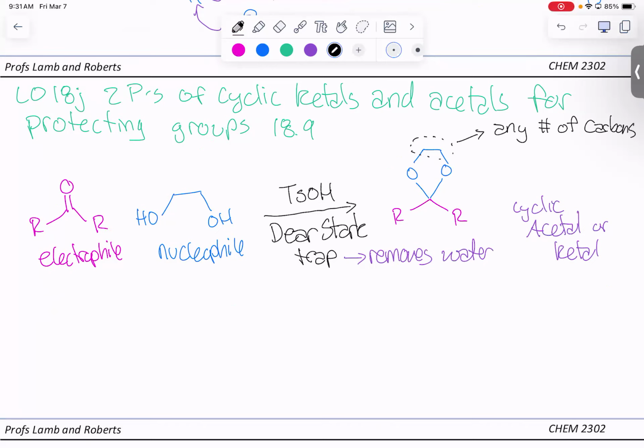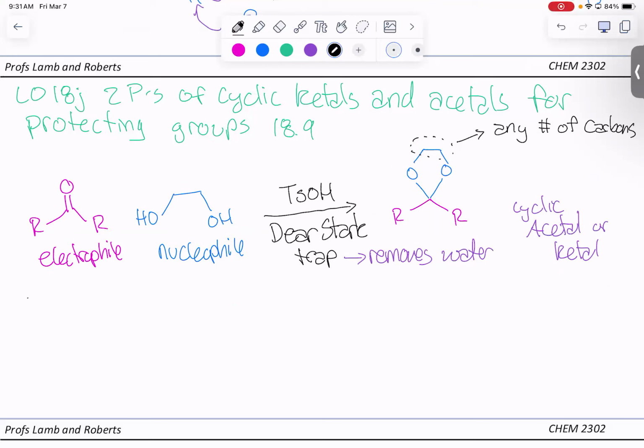Reasonably speaking, we usually see 2, 3, or 4, because otherwise you form a really large ring. And you'll remember from 2301, very large ring systems are not very favorable, but technically speaking, it does not have to be. This is ethylene glycol, which is like in your car for antifreeze. It does not have to be ethylene glycol. It could be any number of carbons.